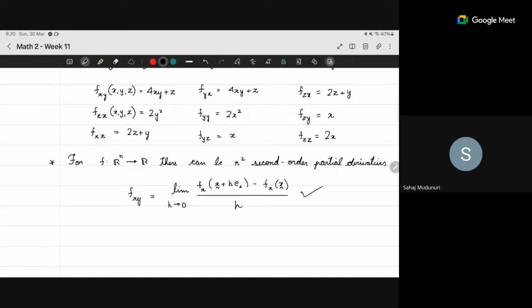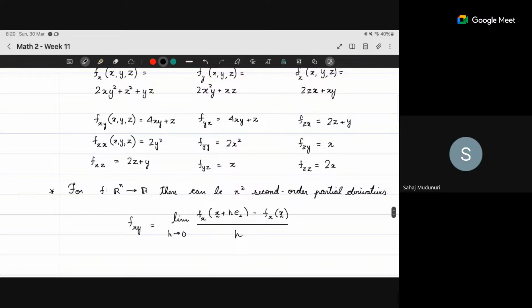This is a particular case for fxy that I've written down. Similar things you can write for every other xi, xj, in general. So for the second order partial derivatives, there are n square entries. For the first order derivative, you had the gradient which had n entries, and over here you have n square entries.